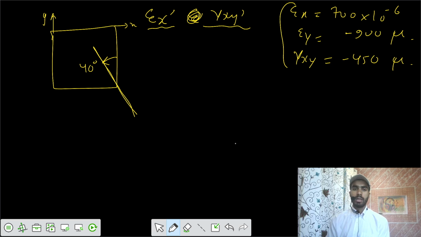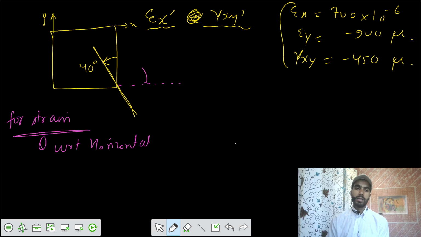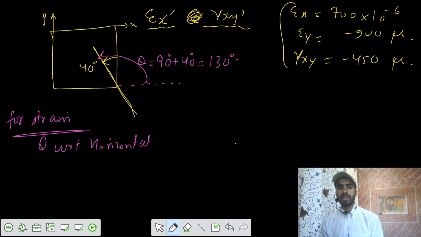But we know that for strains, theta should be with respect to horizontal. So if this is horizontal, you have this theta now. So your theta equals 90 plus 40, that's 130 degrees. Theta is 130 degrees, and now you have the equations.